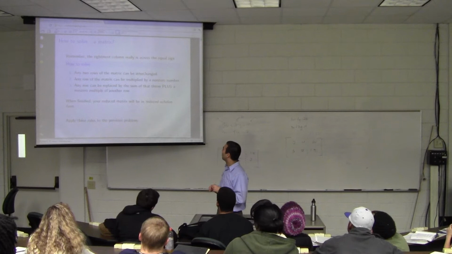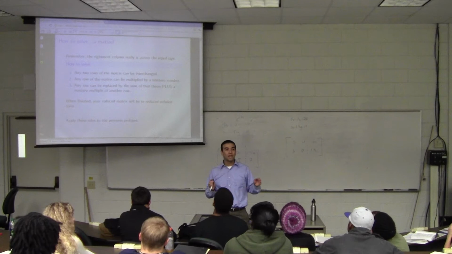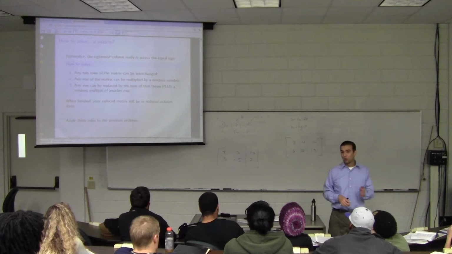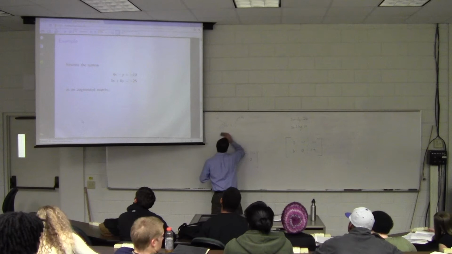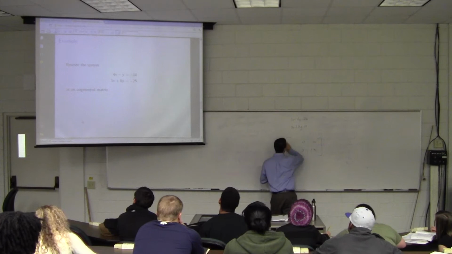Anyway, when finished, we're going to have a form that's called reduced echelon form. And we'll work through it, and you'll see it when we're done. It'll look pretty straightforward. So let's go back to this previous problem. Let's write it down, and let's solve it. But we're going to solve it simultaneously with the system of equations so you can see everything that's happening.